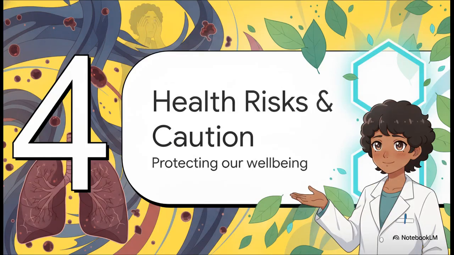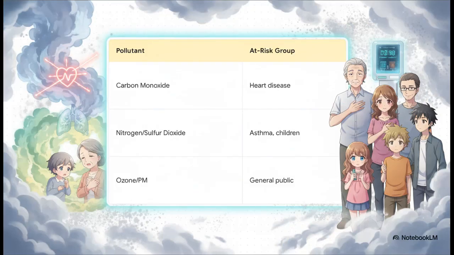Let's shift gears to Section 4, health risks and caution. So why does all this complex data collection matter? Because specific pollutants target very specific vulnerabilities in us. Carbon monoxide is exceptionally dangerous for anyone with heart disease. Meanwhile, nitrogen and sulfur dioxide pose immediate, severe threats to people with asthma, as well as children and older adults.